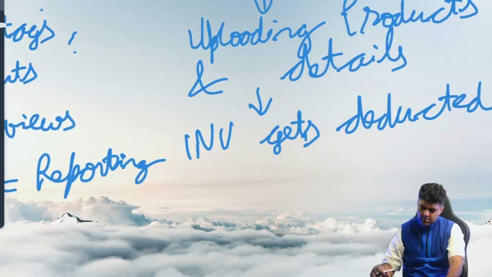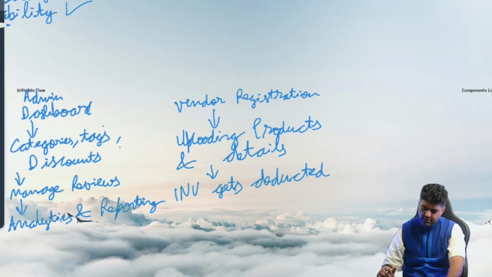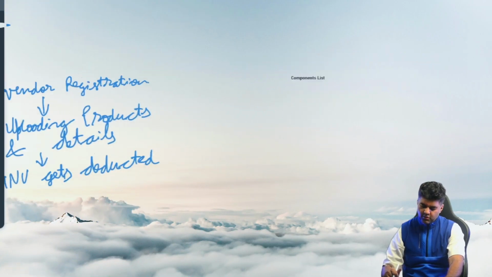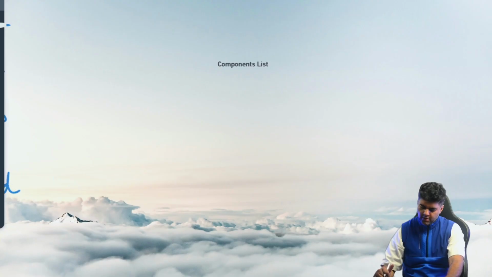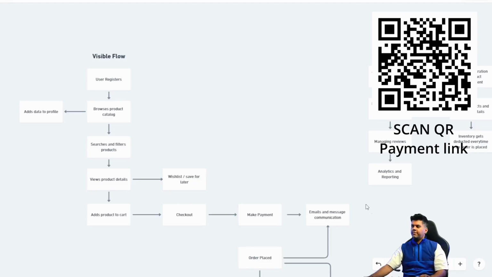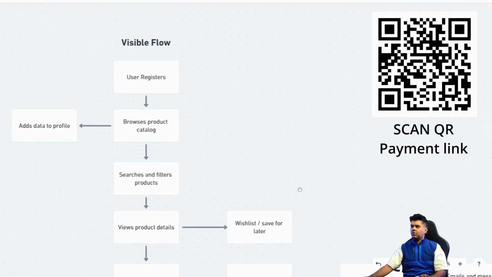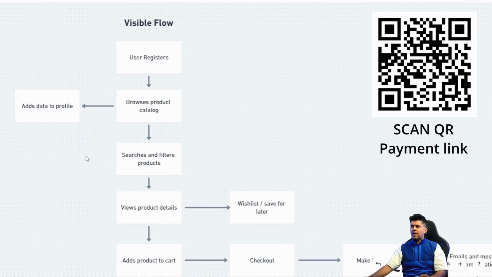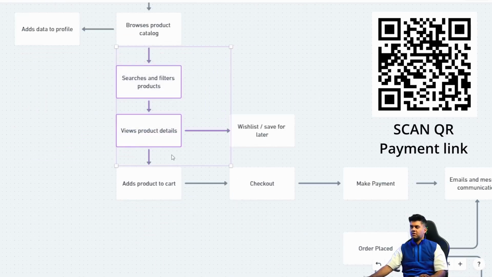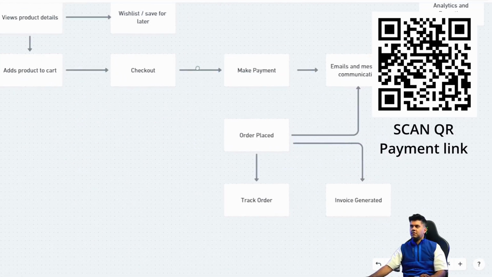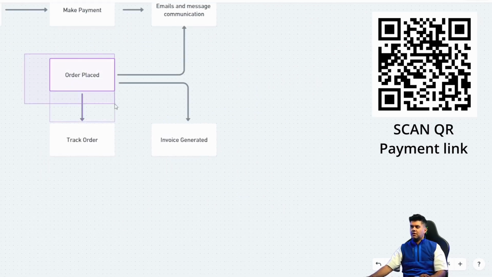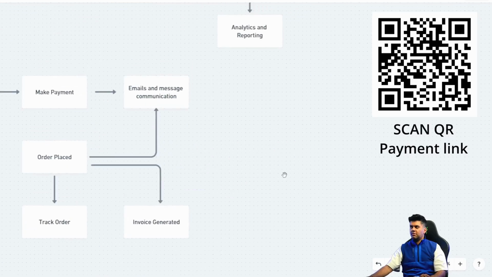Now you have the visible flows and the invisible flows. From this, we can actually get our list of all of our components. So let's switch to that and see what it looks like. I've made it a little bit more legible, and we can look at the visible flow properly. So the user registers, browses the product catalog. He can add data to the profile. He can search and filter for products, view product details, wish list, save for later. He can add products to cart, check out, make payment, email and message communication. He can place the order, track the order, and an invoice can be generated.